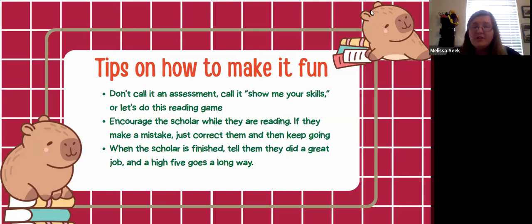When the scholar is finished, just remind them they did a great job. No matter where they ended up on the scale, they always did a fantastic job. And a high five goes a long way. High five, fist bump, all of that, to really encourage them that this is low stakes. This is very low stakes. This is not a grade.